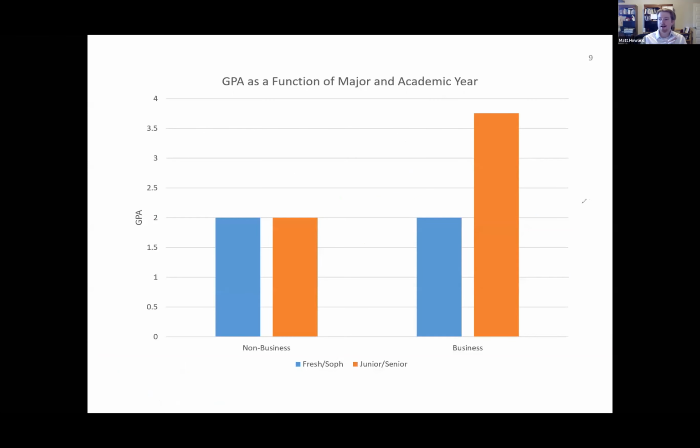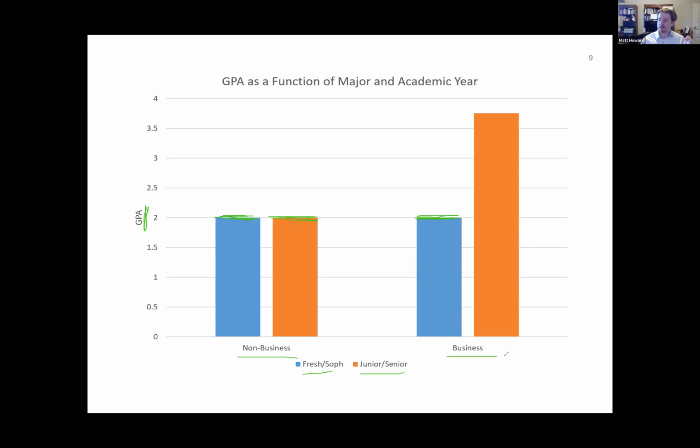Before, this was an instance of an interaction that we looked at. In this example, we used an ANOVA to analyze it. We had non-business students and business students, freshmen and sophomores, or juniors and seniors, and we had their GPA. We said this was an interaction because almost every group is the same. If you're a non-business student and a freshman or sophomore, your GPA is 2. If you're a non-business student and a junior or senior, your GPA is a 2. If you're a freshman or a sophomore and a business student, your GPA is 2.